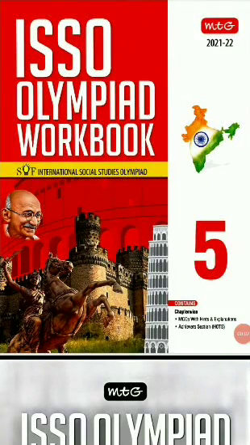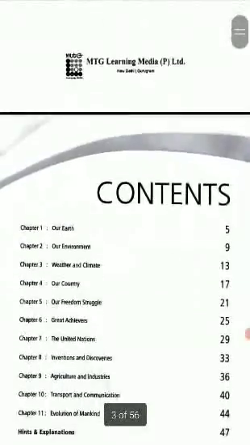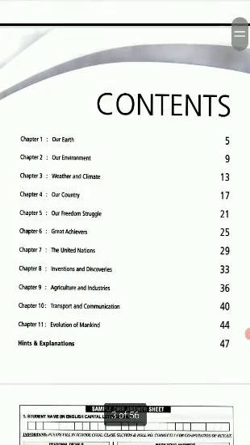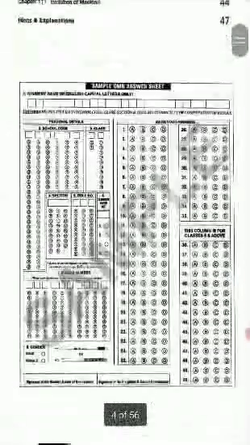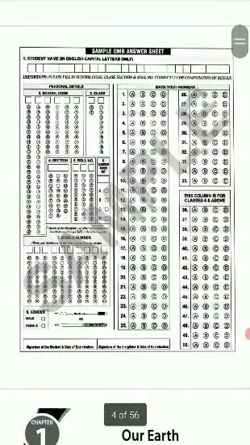Welcome, children. This is your Social Science Olympiad workbook, Class 5. The contents. There are 11 chapters. This is the OMR sheet which you have to fill.